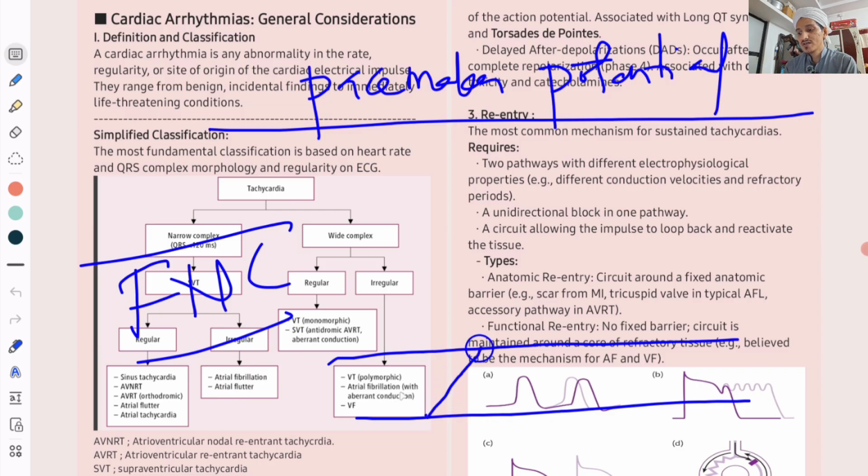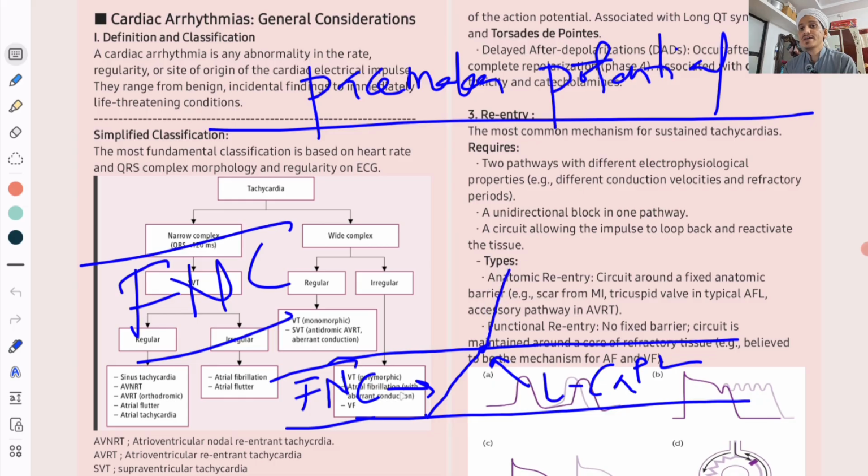At this threshold, L-type calcium channels will open. Next, this is the funny sodium current channels. L-type calcium channels will open, letting calcium inside, further depolarizing the SA node. So that will generate a spike like this. Remember, these L-type calcium channels are slow channels.